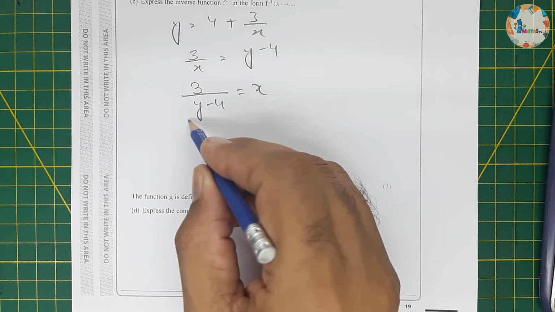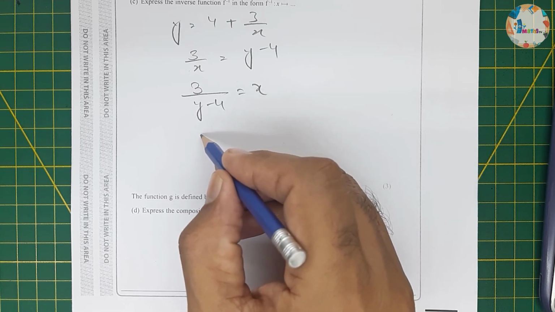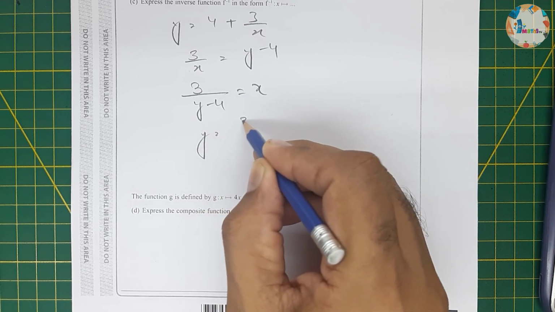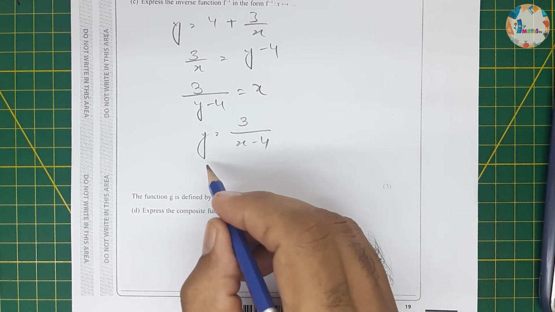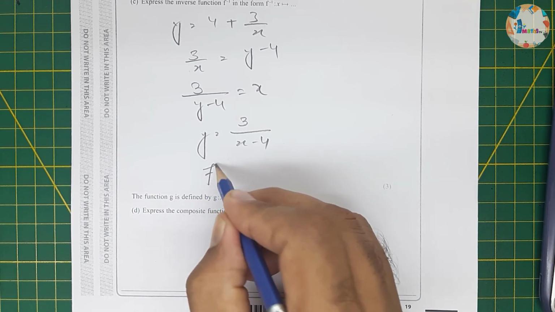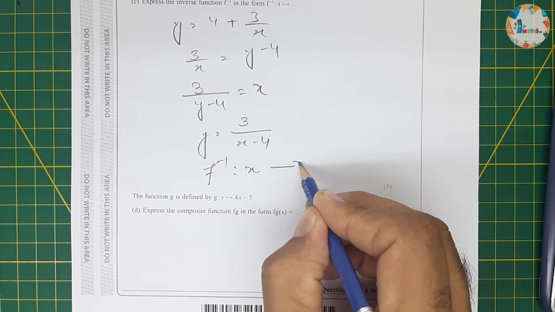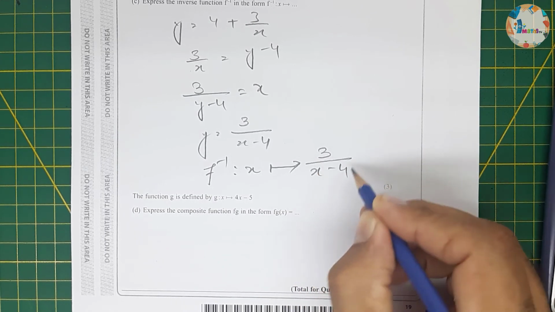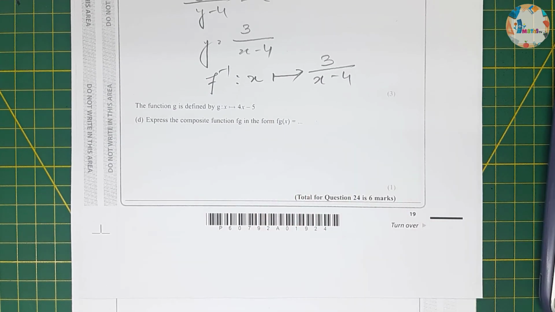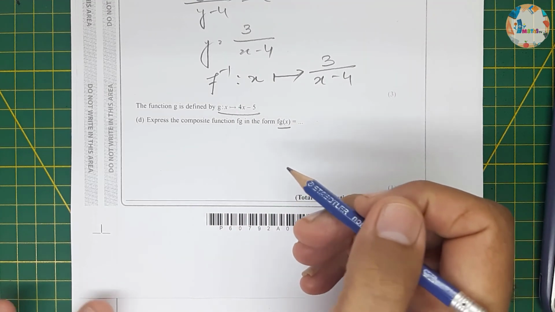Now we can first swap these, so basically this will be y is equal to 3 over x minus 4, and we can write this as f inverse of x equals 3 over x minus 4. This will be the inverse function which we are supposed to write. The function g is defined by this, the g function, and we have to find f of g of x.